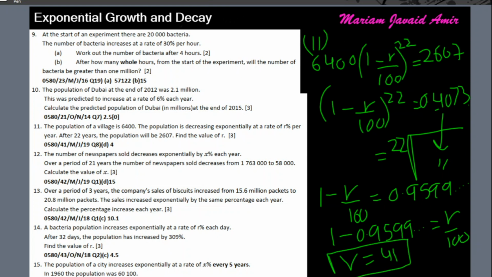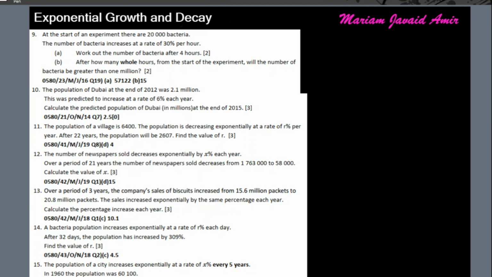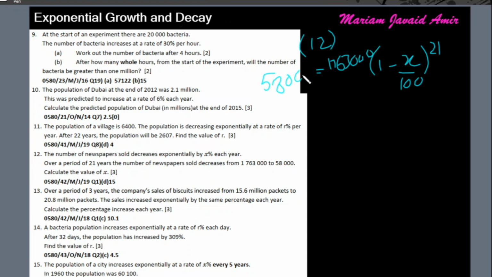Okay. Question 12. The number of newspapers sold decreases exponentially. So 1 minus X% each year. Over a period of 21 years, the number of newspapers sold decreases from this to this. So initial value was 1763000 and the final value is 58000. Calculate the value of X.